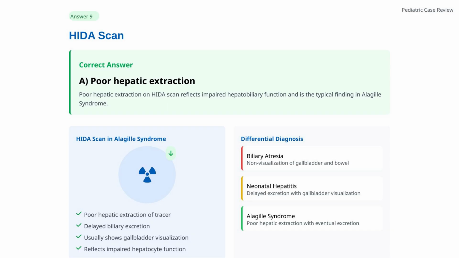In Alagille syndrome, the HITA scan typically demonstrates poor hepatic extraction of the tracer, delayed biliary excretion, but usually shows gallbladder visualization, reflecting impaired hepatocyte function rather than complete obstruction. This finding helps differentiate Alagille syndrome from biliary atresia and neonatal hepatitis. However, HITA scan has limited specificity and should be interpreted in conjunction with other clinical and laboratory findings as part of a comprehensive diagnostic approach.